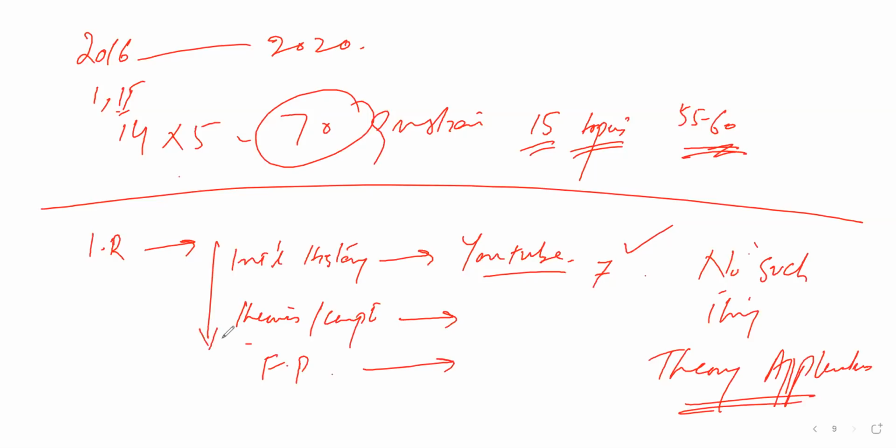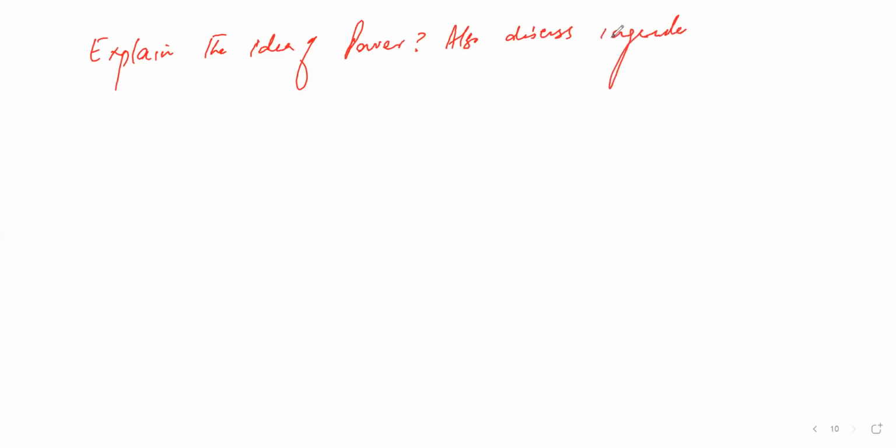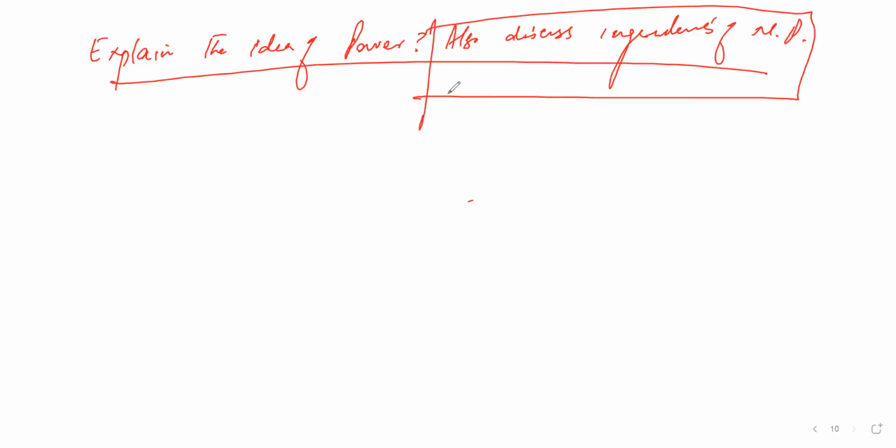For instance, you confront a question in the paper: explain the idea of power, also discuss ingredients of national power. Now the second part is quite an easy part. You have to write it down. Ingredients of national power, no issue. You will write tangible and you will write intangible.